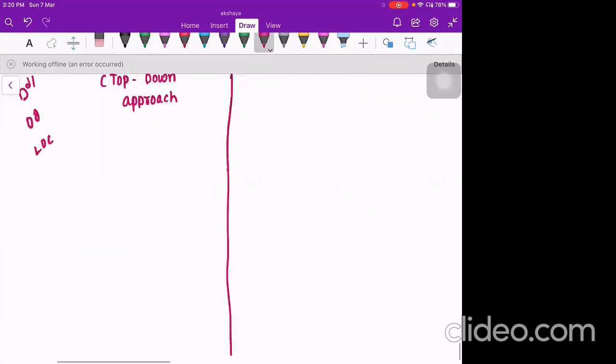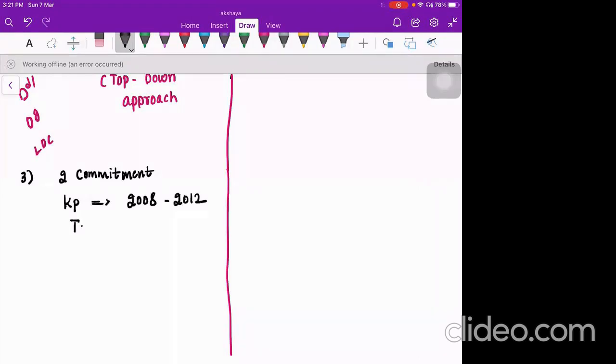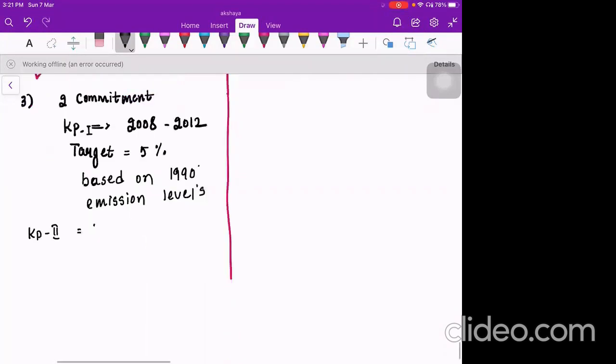Now the third point: there were two commitments in the Kyoto Protocol. What was that? KP, that means Kyoto Protocol 1, was from 2008 to 2012. The target was fixed: 5% reduction based on 1990 emission levels. So that is KP1, Kyoto Protocol 1. Then we have Kyoto Protocol 2 also, that is from 2013 to 2020. So 2021 onwards, the Paris Agreement came.